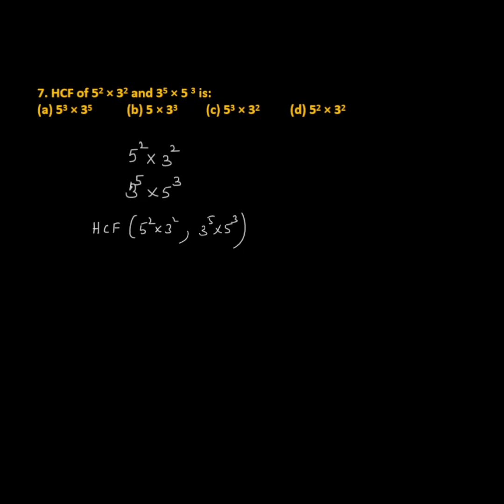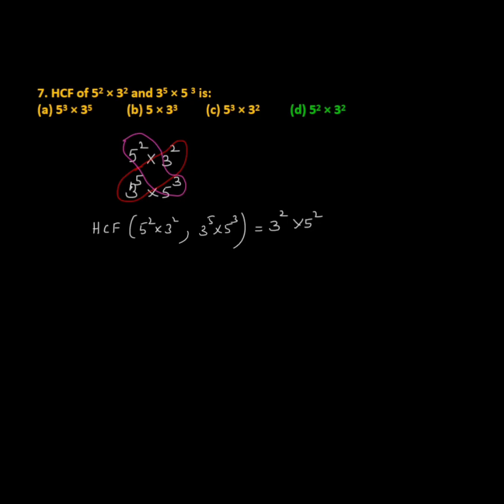Common factors with least power. So 3 squared and 3 power 5, these are common. In that the least power is 3 squared. So 3 squared. Then the next common factor is 5. 5 is also a common factor. So 5 squared and 5 cubed. In that the least is 5 squared. So the option D, 5 squared and 3 squared, is given. So the correct option is D.